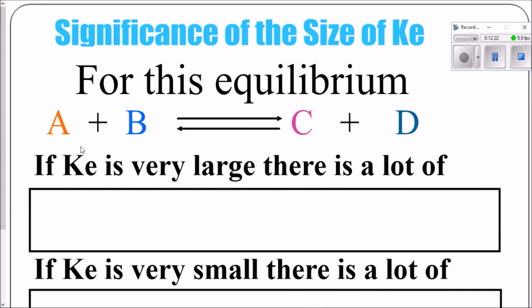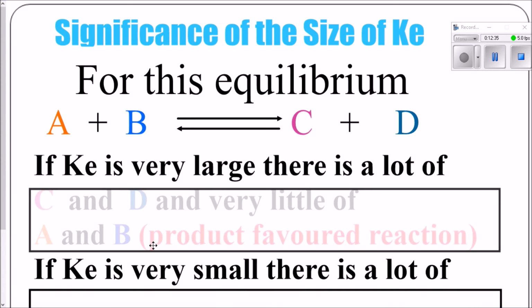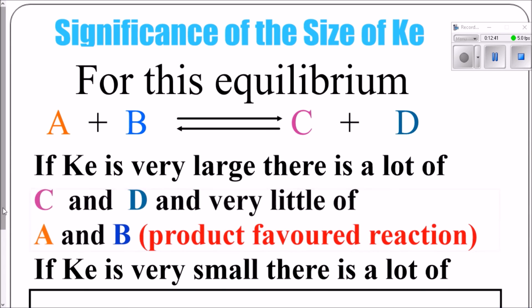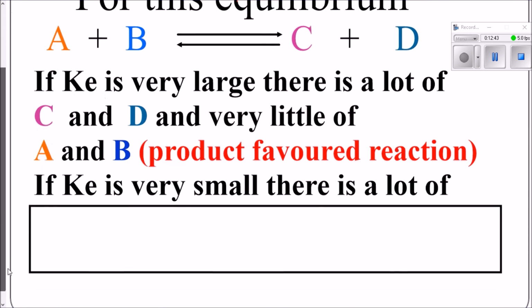So if this is our equilibrium, we have C and D over A and B. Remember, it is products divided by reactants. If you have a very large K, that means you have a lot of products at equilibrium. So all the equilibriums that will exist are what we call product favored. They have a lot more products than reactants.